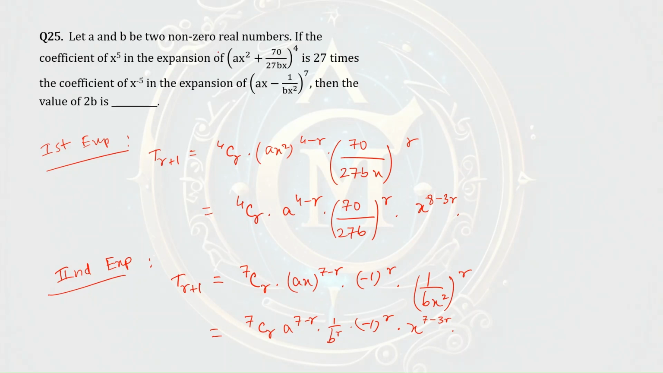Now we are to find the coefficient of x to the power 5 in the first expansion. That means we have to simply put this equal to 5. That means 8 minus 3r equal to 5. So r will be equal to 3 by 3, so 1. And if we want to calculate the coefficient of x to the power minus 5 in the second expansion, we have to simply put this 7 minus 3r equal to minus 5. That means r will be 12 by 3, so 4.